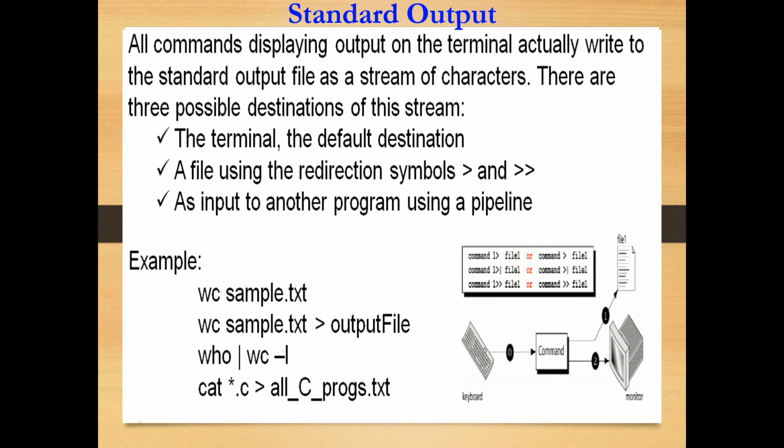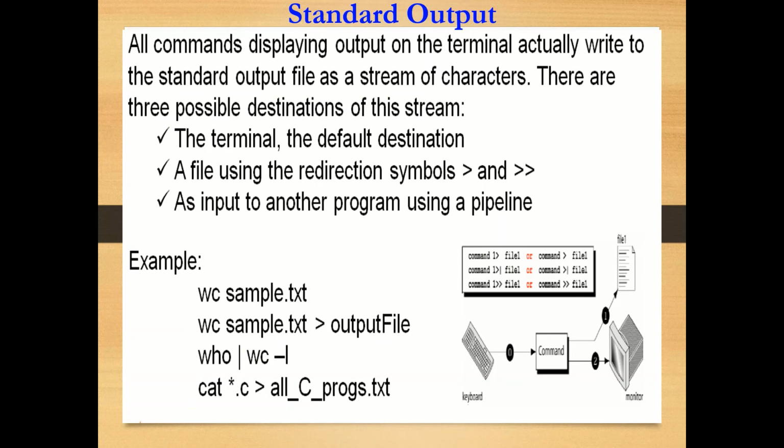who pipe wc minus l counts the number of online users, how many are working with the system. The last one, we will go for using cat star.c greater than all-c-program.txt. You can perform the operation of cat on all files with the extension .c.